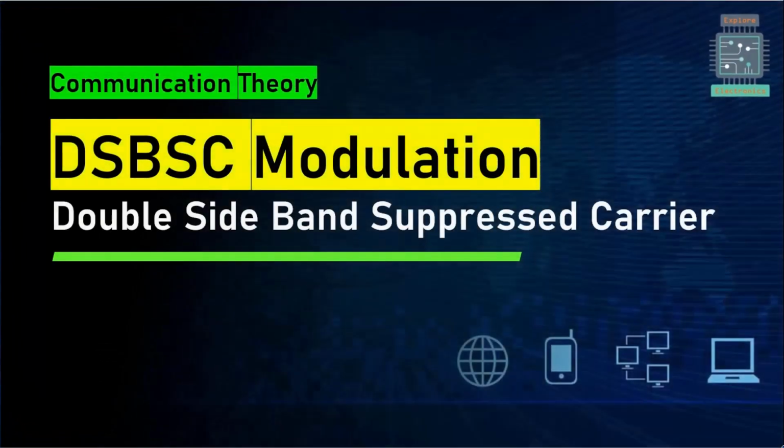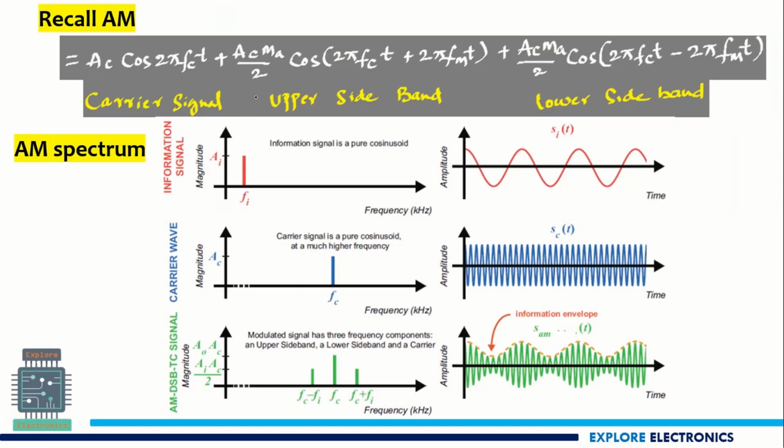Hello everyone. In this video, let's see DSBSC modulation, that is double sideband suppressed carrier modulation technique. If you recall the AM signal, suppose AM of t, or we can write it as S of t, will be equal to AC cos 2 pi fc t.